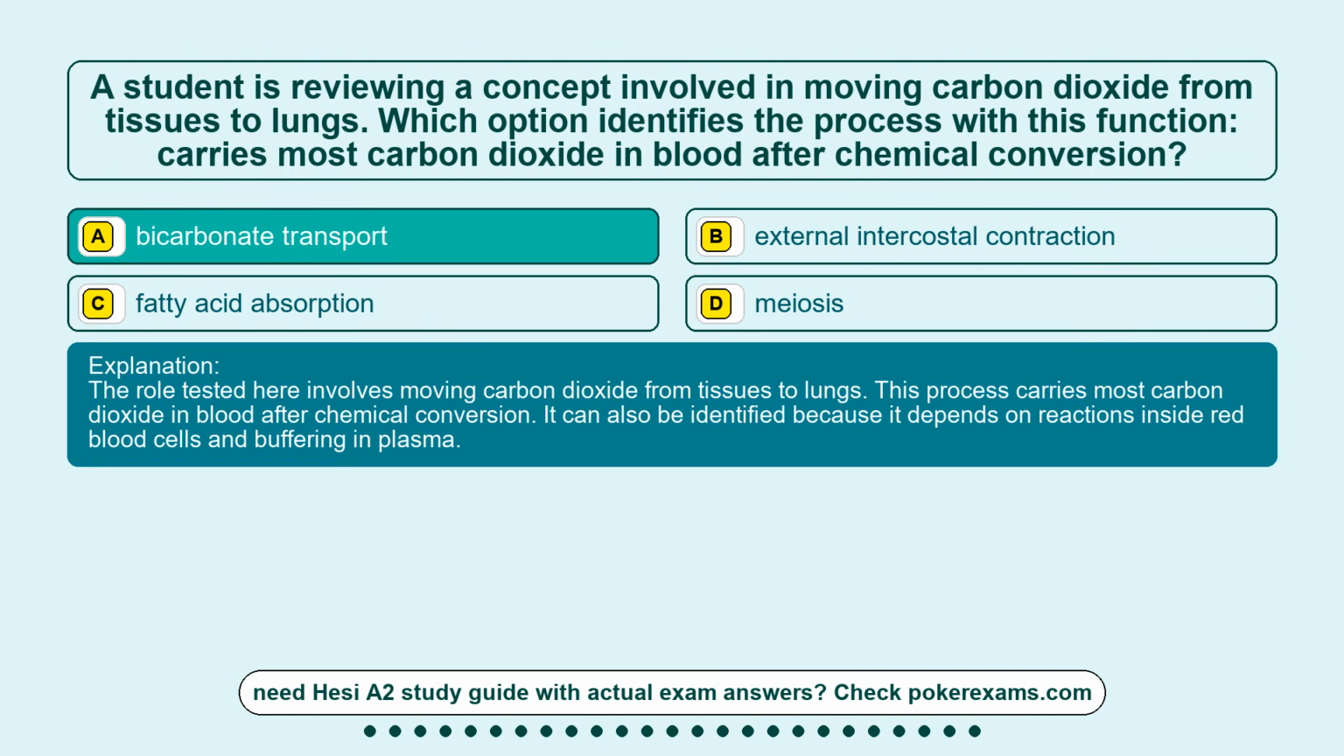The role tested here involves moving carbon dioxide from tissues to lungs. This process carries most carbon dioxide in blood after chemical conversion. It can also be identified because it depends on reactions inside red blood cells and buffering in plasma.